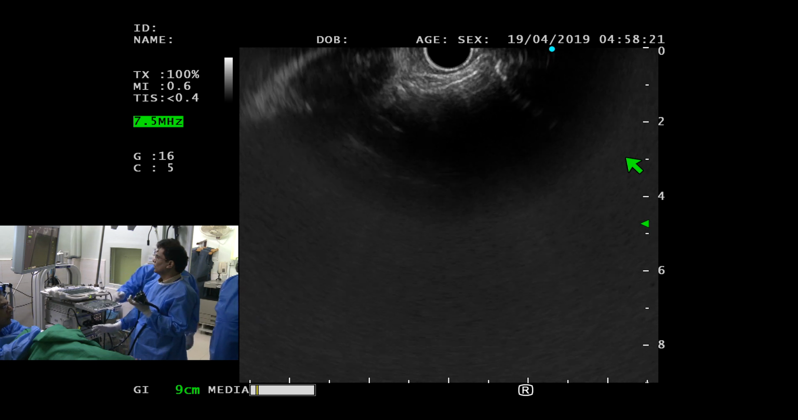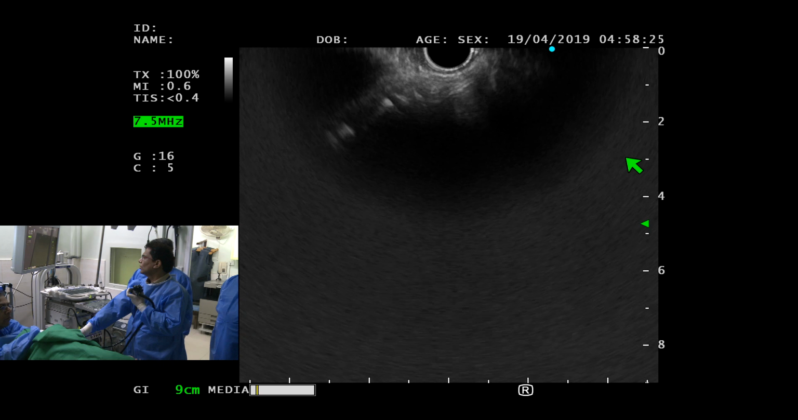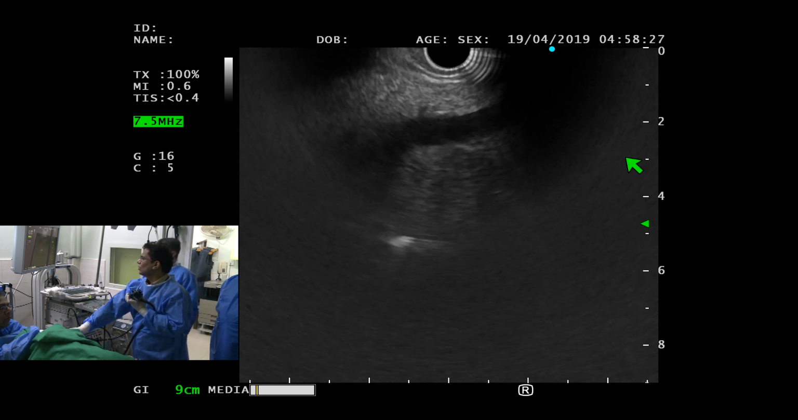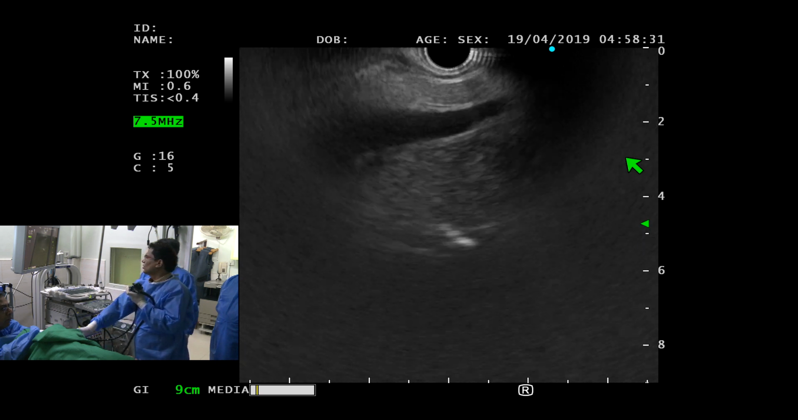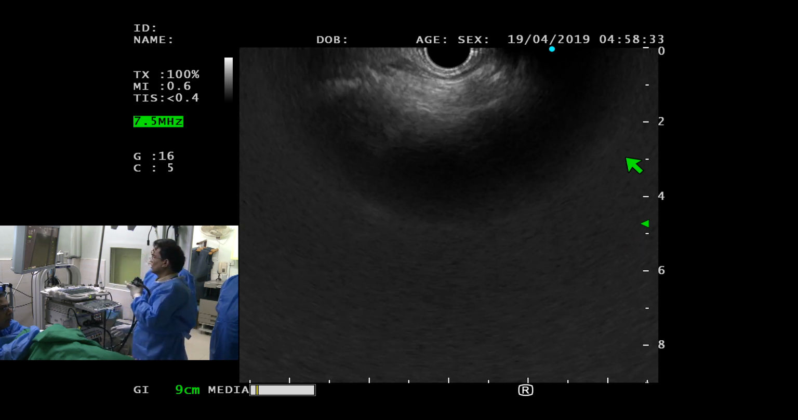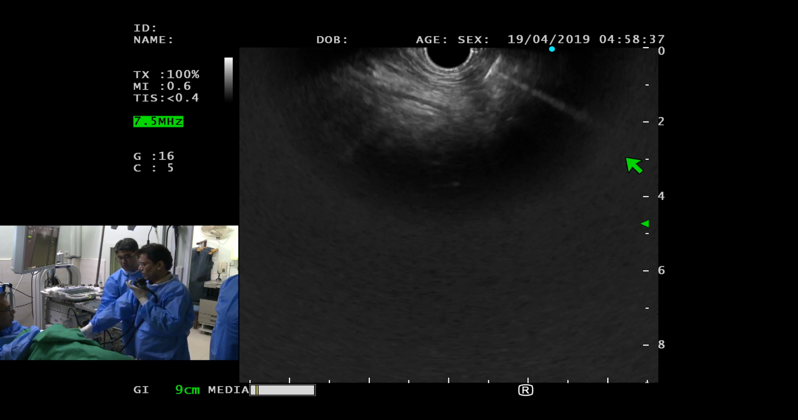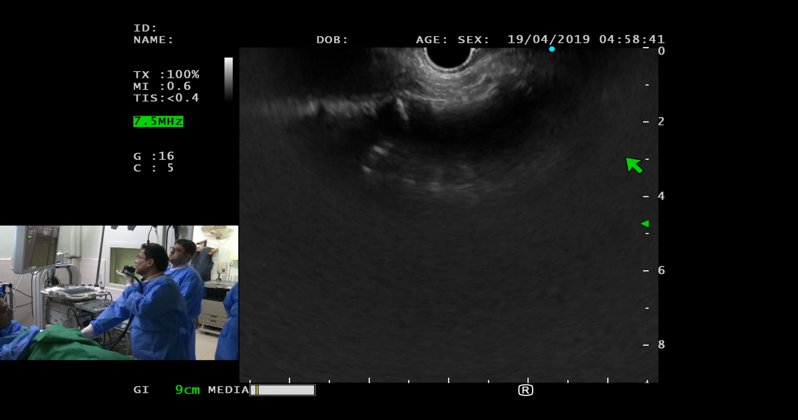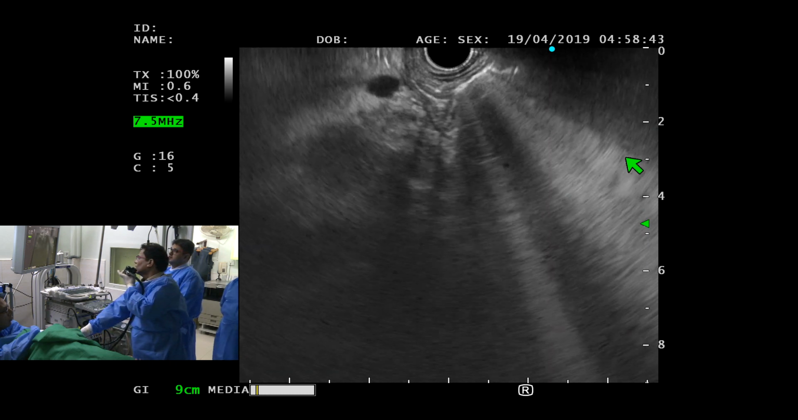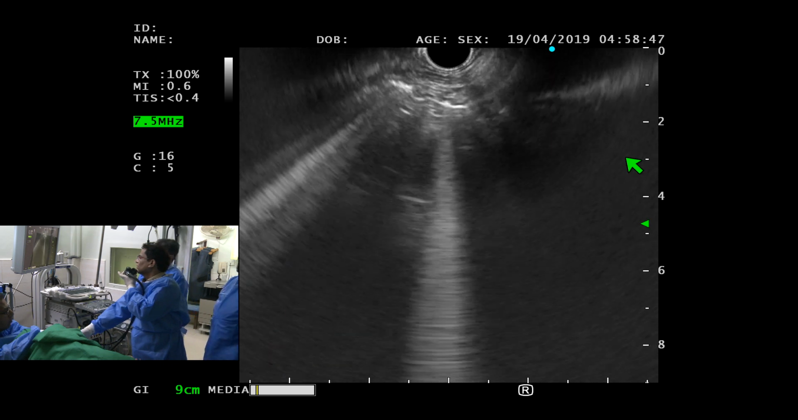Okay, so we're coming at 30, we've pulled the scope back a bit. So push the scope a little bit. Okay, so it went, now go back. Yeah, so we go back. No, no, you need to hold, just supporting. Okay, so there was the aorta there. Come back.